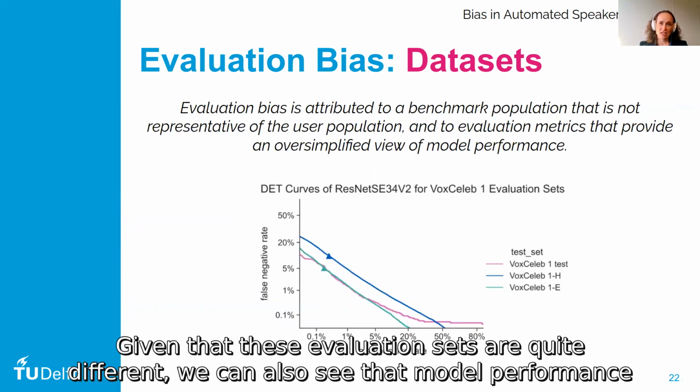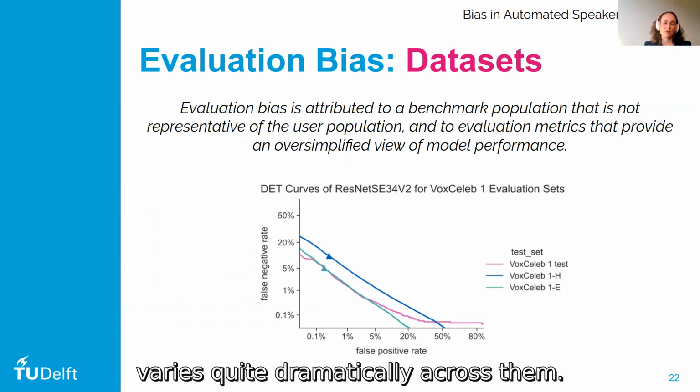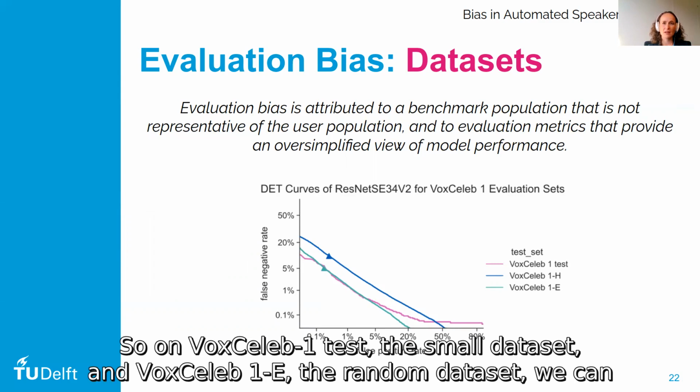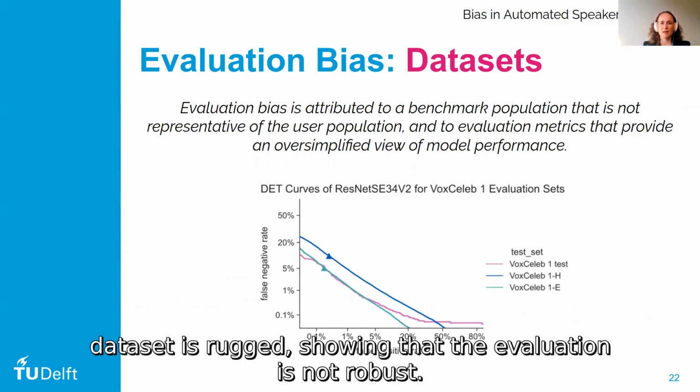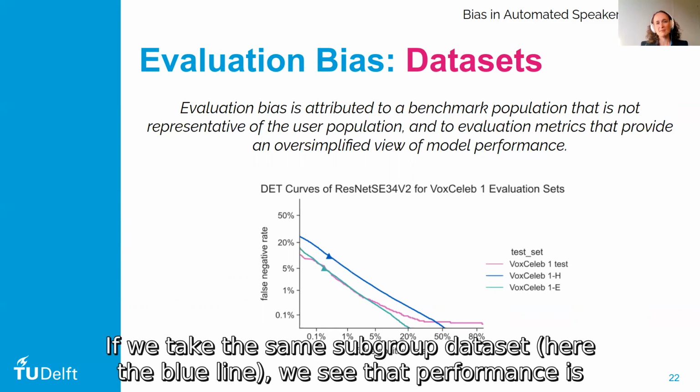Given that these evaluation sets are quite different, we can also see that model performance varies quite dramatically across them. So on Voxelab 1 test, the small data set, and Voxelab 1E, the random data set, we can see that the performance is similar, even though the pink line representing the small data set is rugged, showing that the evaluation is not robust. If we take the same subgroup data set, here the blue line, we see that performance is considerably worse.